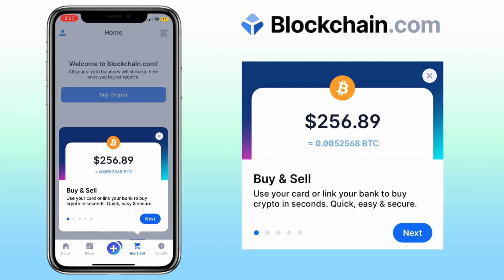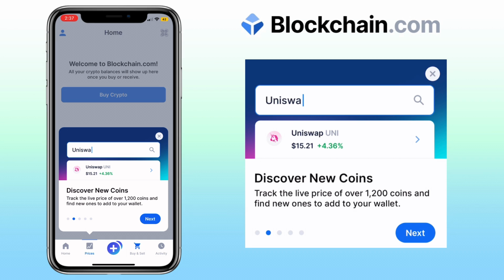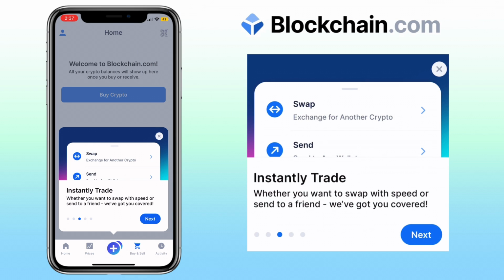Buy and sell. Use your card or link your bank to buy crypto in seconds. Quick and easy and secure. Discover new coins, track the live price of over 1,200 coins, and find new ones to add to your wallet. Instantly trade. Whether you want to swap with speed or send to a friend, they've got you covered.